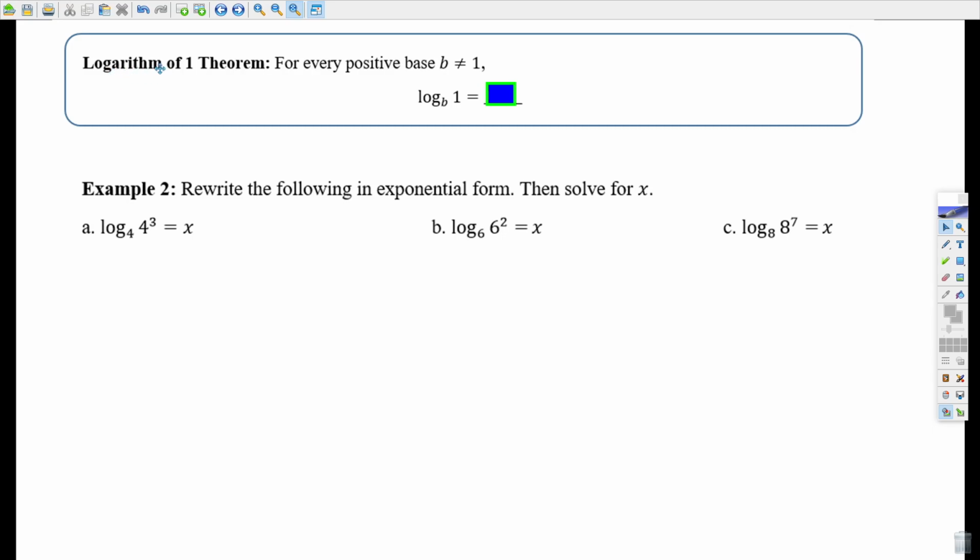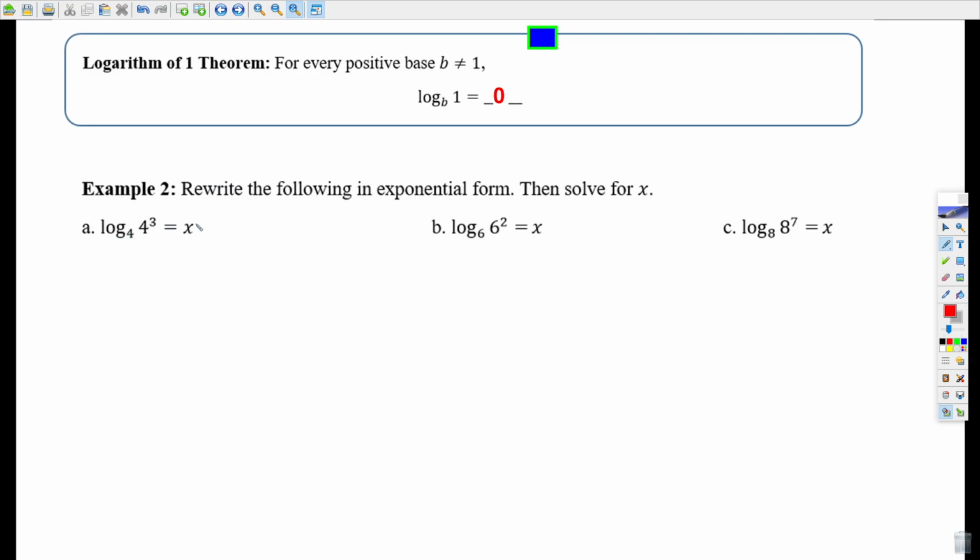So that's our first property. The logarithm of 1 theorem says for every positive base b, as long as b is not 1, remember we can't have a base of 1, log base b of 1 is equal to 0. So if you ever see that with a 1 there, you can replace the entirety of the problem with just 0. All right, let's try another property.